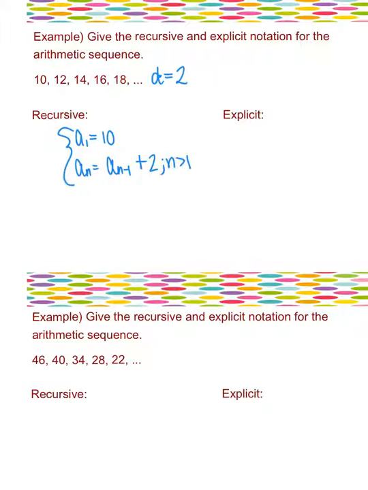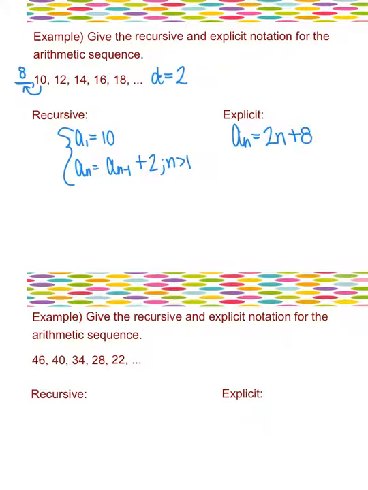Let's take a look at the explicit notation. So for those of you who like to think of this as a linear function, you know that a sub n is going to be equal to 2 times n, because it is increasing by 2 every time. And then you have to think about, okay, what would the 0th term be? If there was a term behind this 10, what would it be? So I'm going to subtract 2 and see that it would be an 8.